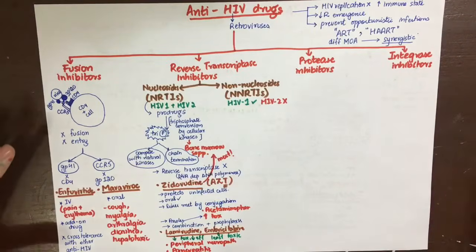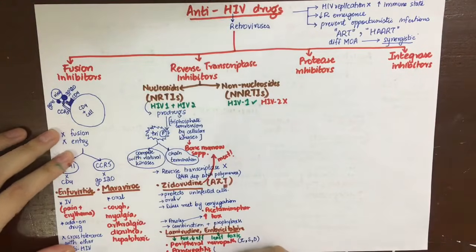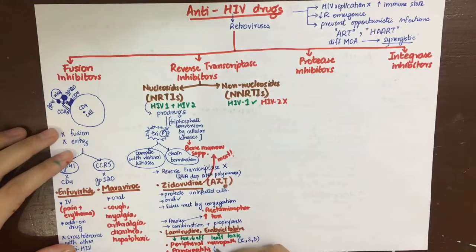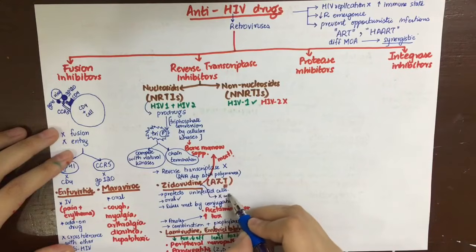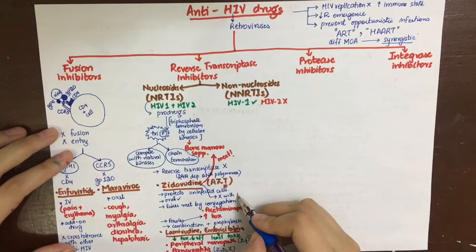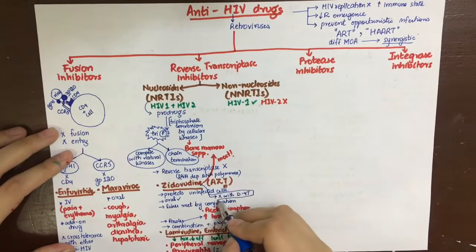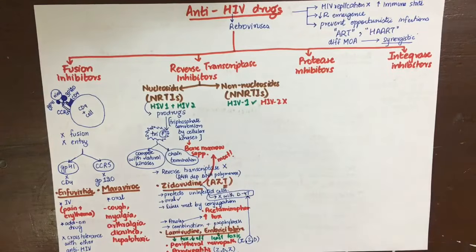Now, if we are using combination therapy, we should remember to not combine similar nucleotide analogs. For example, stavudine is a thymidine analog and zidovudine is also a thymidine analog. So if we combine both of these, what will happen is that they will want to bind to the same spot and thus compete with each other. And that's not what we want. We want them to work in synergy.